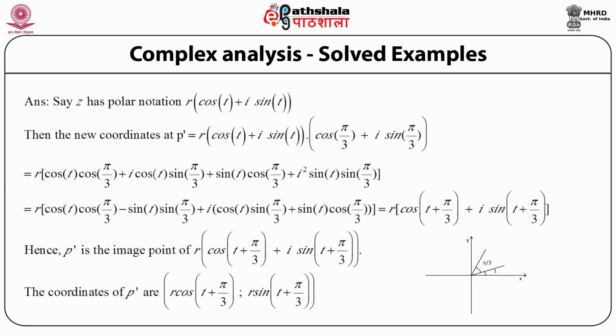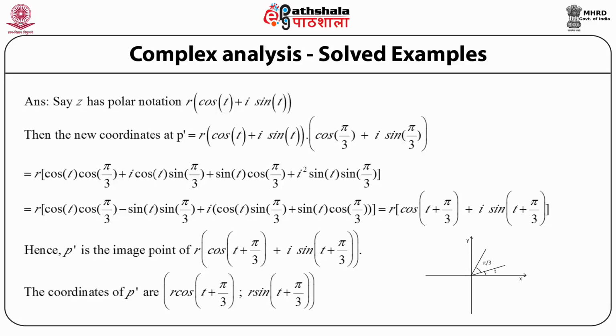So let us say the P represents the complex number z, which has a polar notation r times cos theta plus i sin theta. Now if you rotate it by pi by 3, what is going to be the new P dash? You will simply have to multiply by cos pi by 3 plus i sin pi by 3, the additional rotation that you are going to perform.